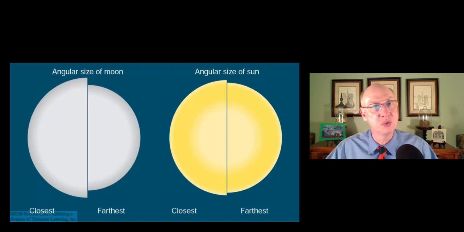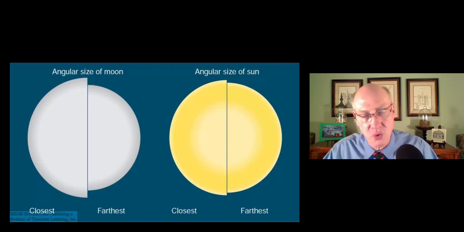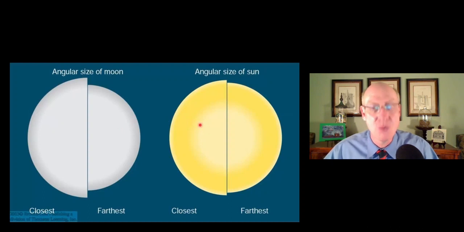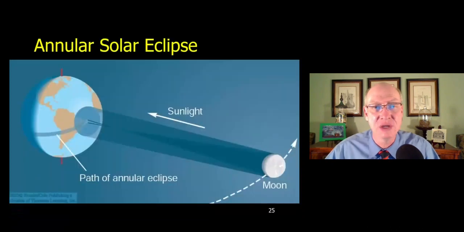Now the Earth is also orbiting the sun on an ellipse, and so that means sometimes we are closer to the sun than average, and the sun looks bigger than average, and sometimes we are farther from the sun and the sun looks smaller than average. Sometimes when the moon is smallest and the sun appears biggest in the sky, the moon is not big enough to cover the sun, and what we end up with is an annular eclipse.